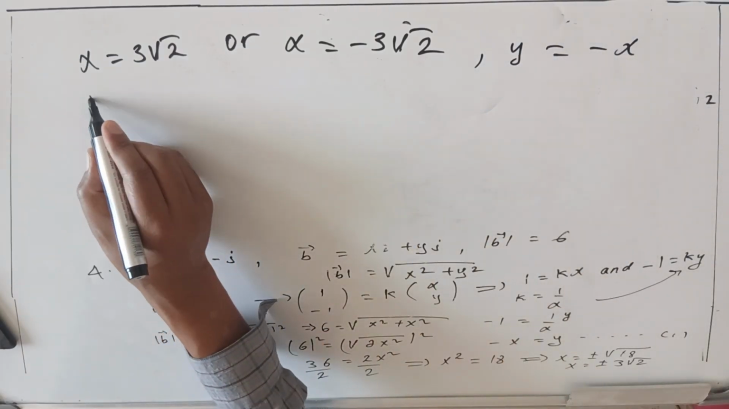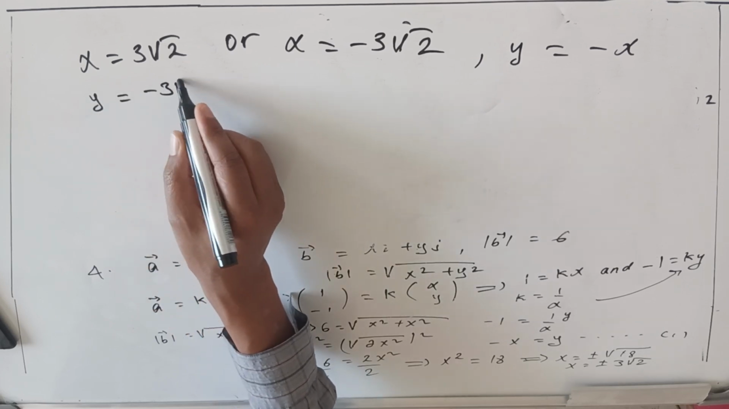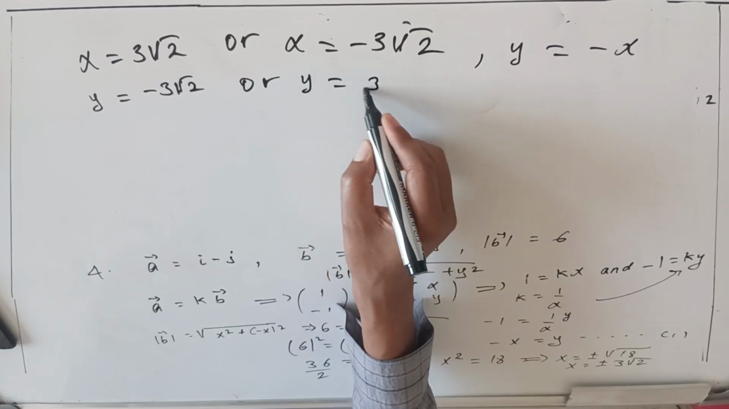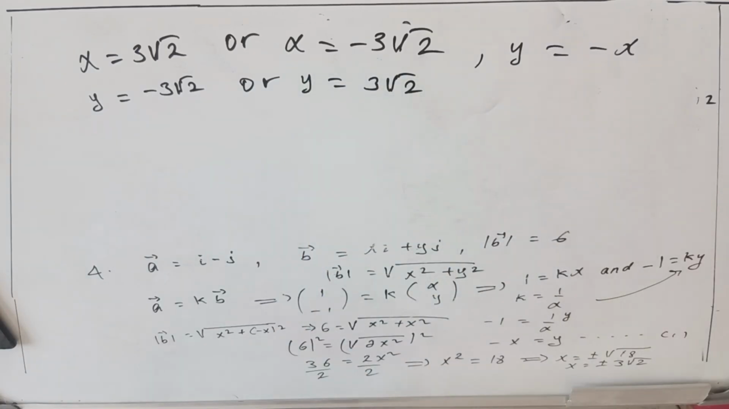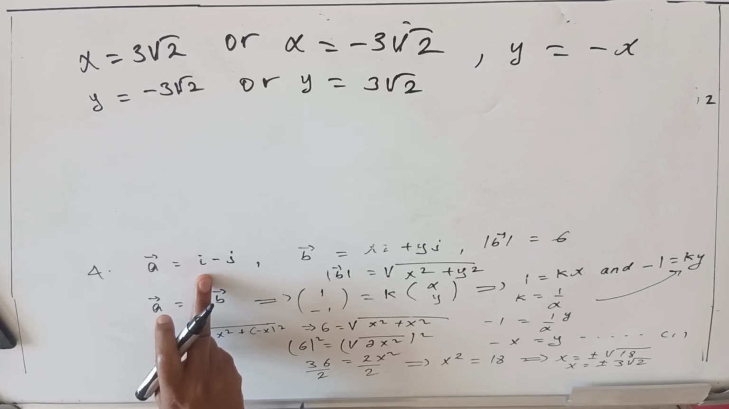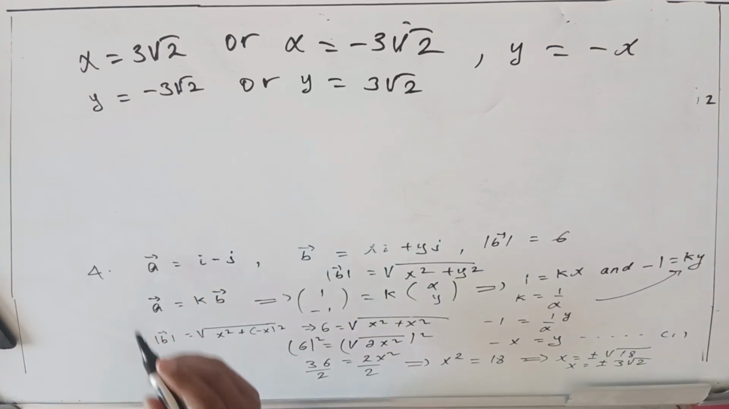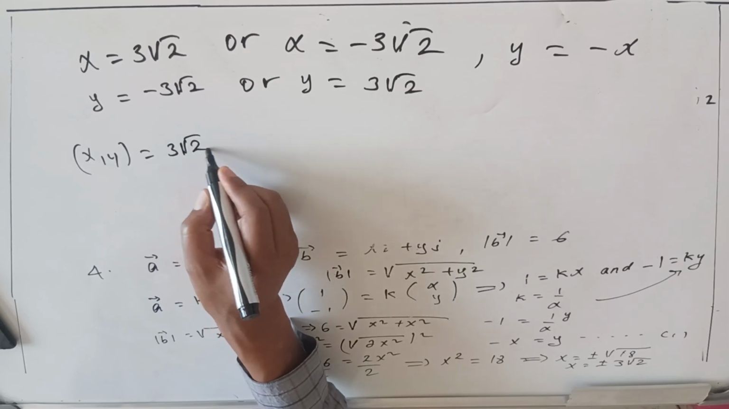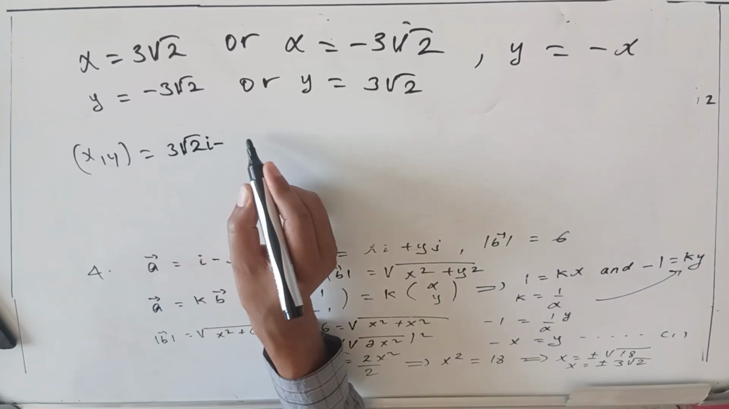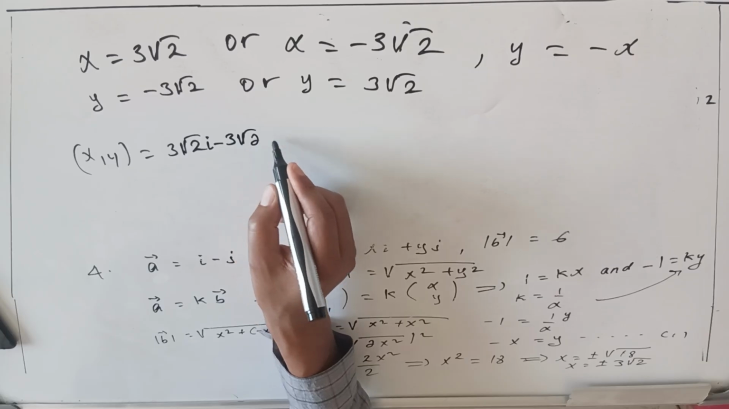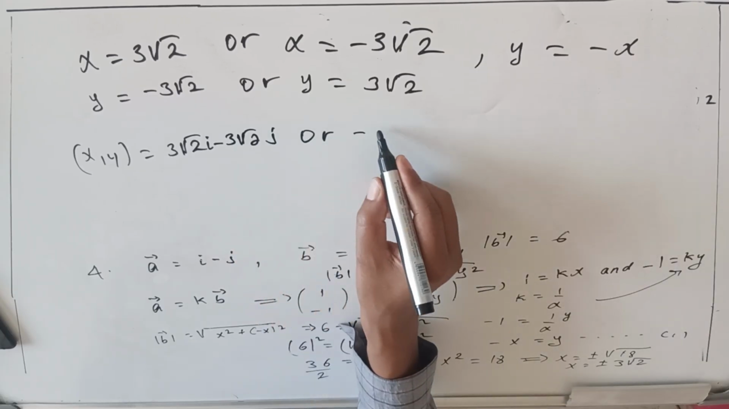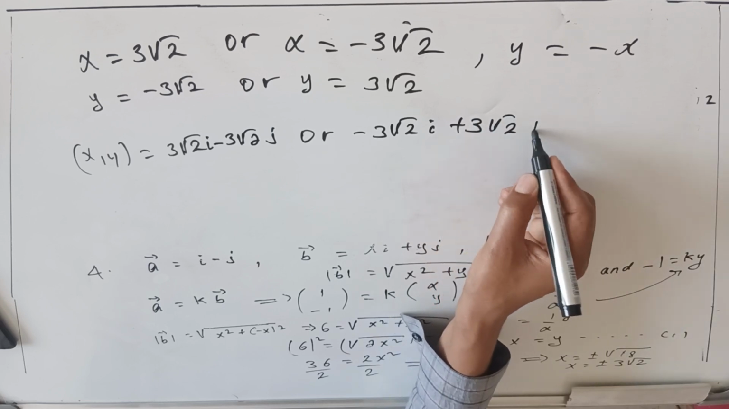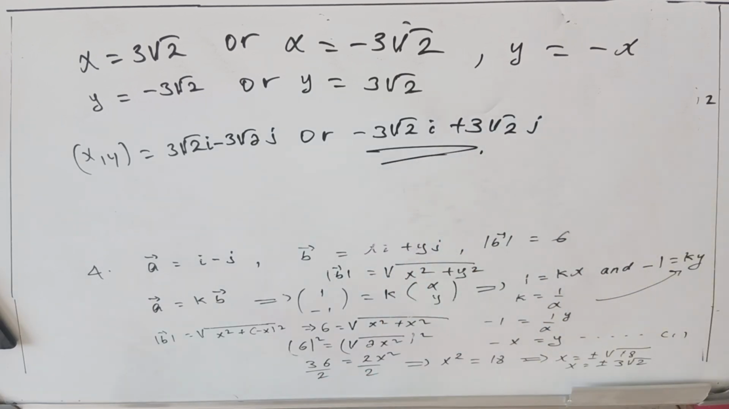Let's say when x is 3 radical 2, y is equal to minus 3 radical 2. Or when x is minus 3 radical 2, y is equal to 3 radical 2. So the vector that's parallel to i minus j and whose magnitude is 6 is 3 radical 2 i minus 3 radical 2 j, or minus 3 radical 2 i plus 3 radical 2 j.